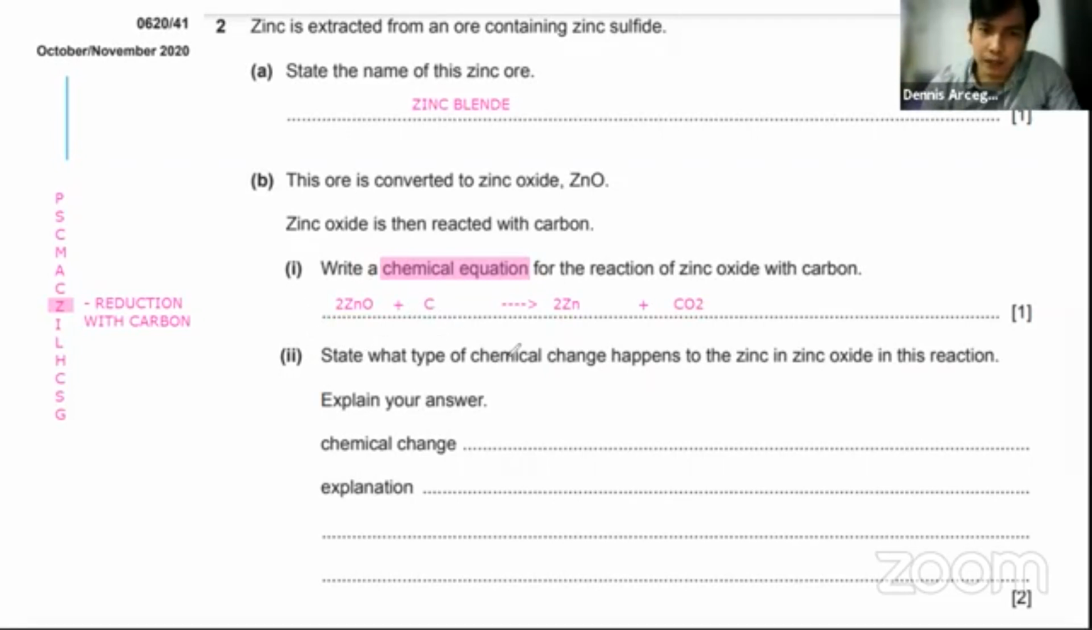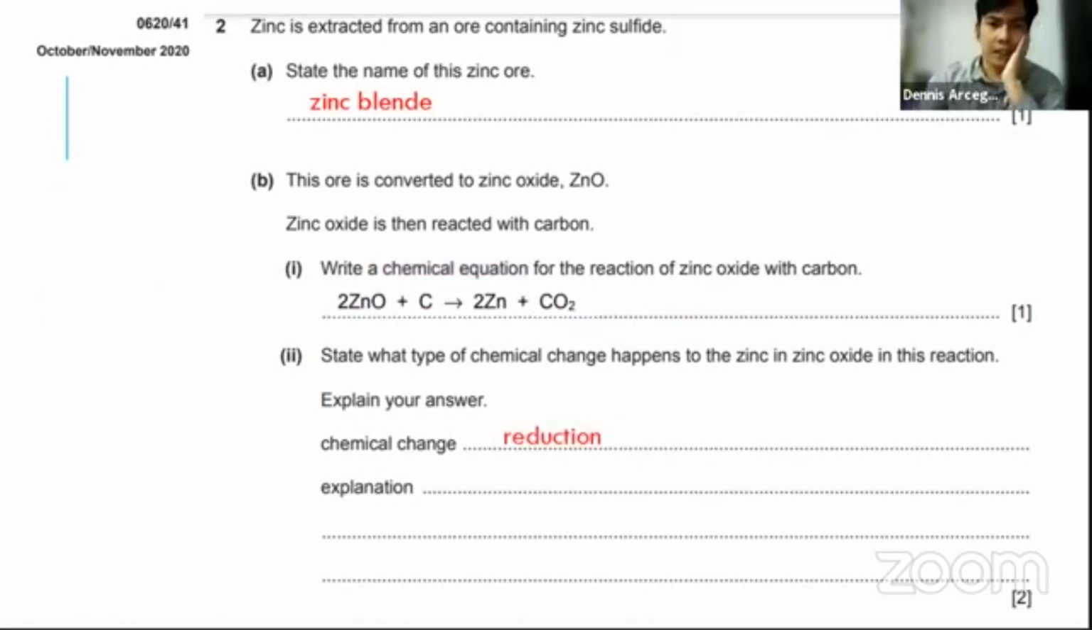Then last, state what type of chemical change happens to the zinc in zinc oxide. Look at this one. Zinc oxide becomes zinc. It removes the oxygen. So what kind of reaction is this? Is this an oxidation reaction or a reduction reaction? Okay, very good. It is reduction. Why is it a reduction reaction? Okay, it removes oxygen. Nice one. So the answers: zinc blende, then reduction, so oxygen is lost, or removal of oxygen, or oxygen is removed.